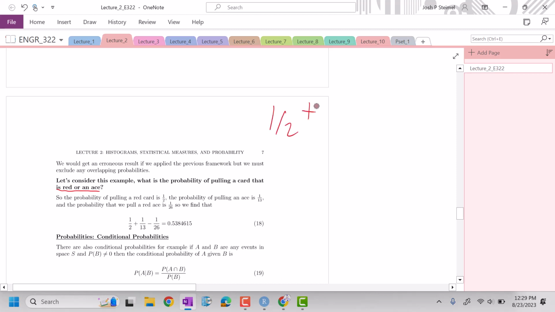Plus the probability of pulling an ace, that's the second event. Is it 1 over 4? Excuse me, not 1 over 4. There are 4 aces. I'm still getting used to there being 4 aces. And now, what is the probability of pulling a card that is red and an ace? Well, we said that there are 2 out of 52, so that would be minus the overlapping event.